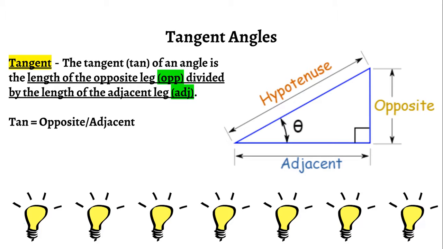Let's start by talking about the tangent ratio. The tangent of an angle is the length of the opposite leg divided by the length of the adjacent leg. So a basic equation for this would be tan equals opposite divided by adjacent.